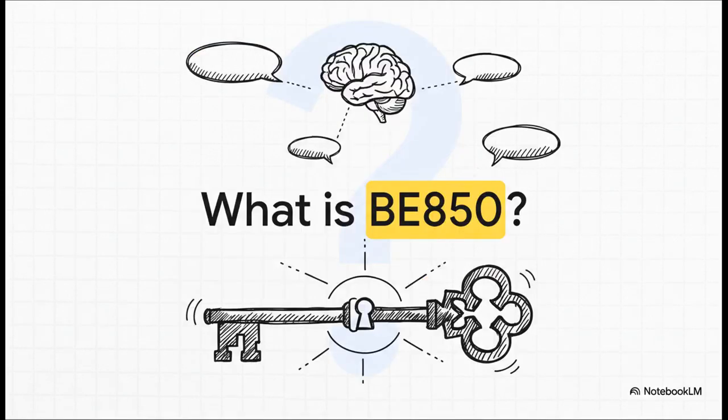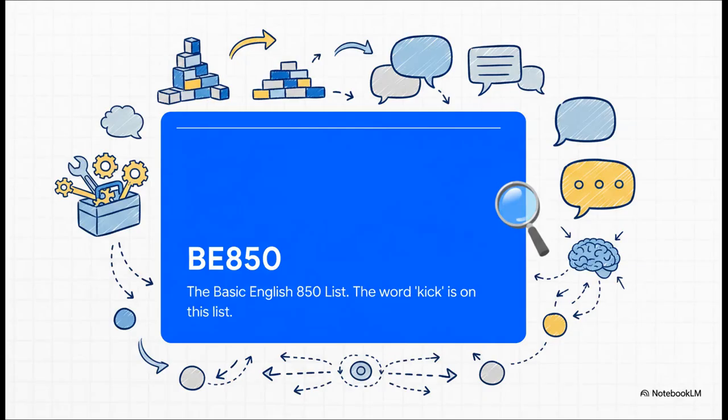So what on earth is B850? Well, this is the key that unlocks this whole idea. B850 stands for Basic English 850. It's this incredibly well thought out, curated list of just 850 essential words. And these words were chosen specifically because they're so flexible that you can combine them to express almost any complex idea. It's like a complete linguistic toolkit in a tiny, tiny box.